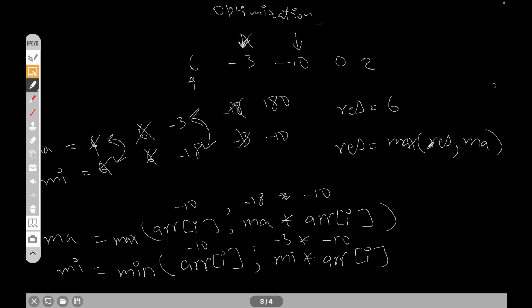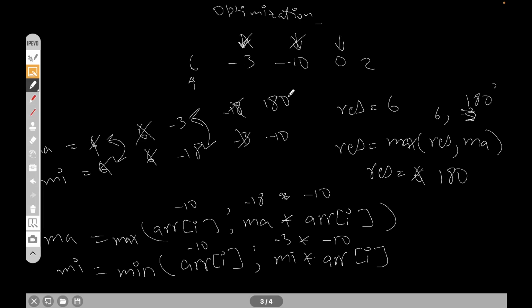And at the same time we'll be checking whether our result is changing or not. At the starting of the array we had our ma as 6 and result was also 6, so 6 comma 6, the maximum of that was 6. Then if we move to -3, our ma was -3, so that was 6 comma -3. Our result will again store 6. Then we come to this one right now. So now it will be 6 comma 180, and our result will store 180. Now currently we stand at 0.